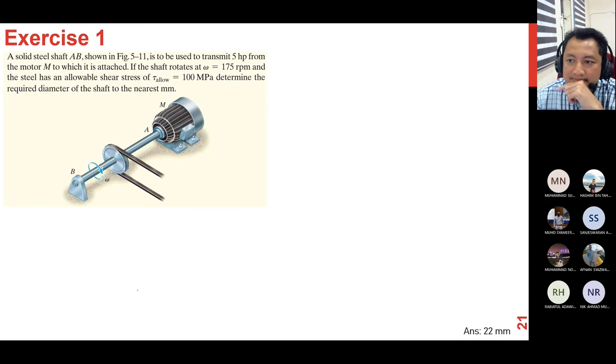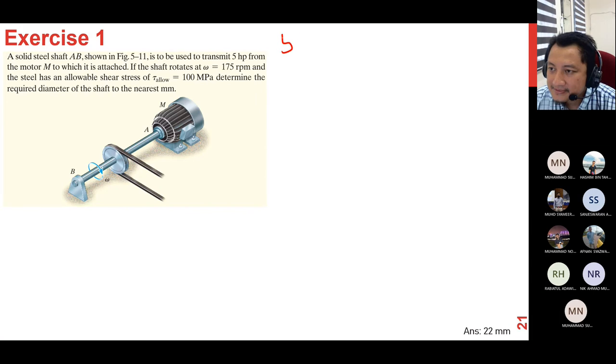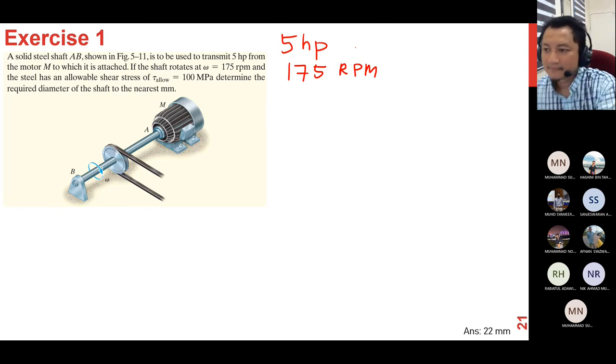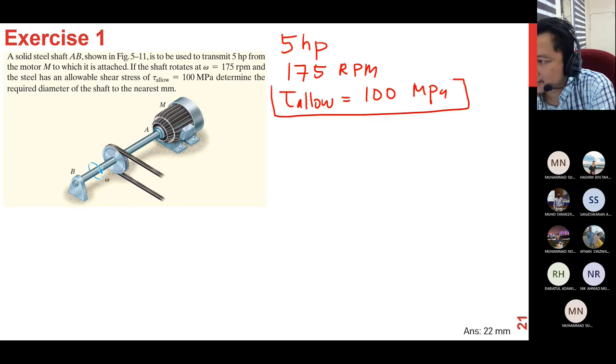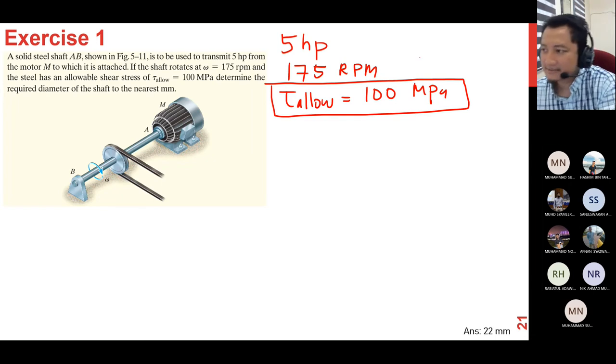Okay, so this is one problem. In this problem, it gives 5 horsepower. The shaft rotates at 175 RPM. Allowable shear stress for the steel: shear stress allowable equals 100 megapascal. Find the diameter.